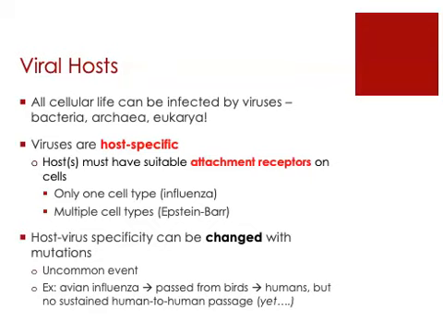The Epstein-Barr virus is a good example of that. In other words, inside the host, the human, there isn't one cell that Epstein-Barr can infect. There are several different types of cells that Epstein-Barr can infect. And that's because the receptor protein that the Epstein-Barr virus binds to is found on multiple cell types.